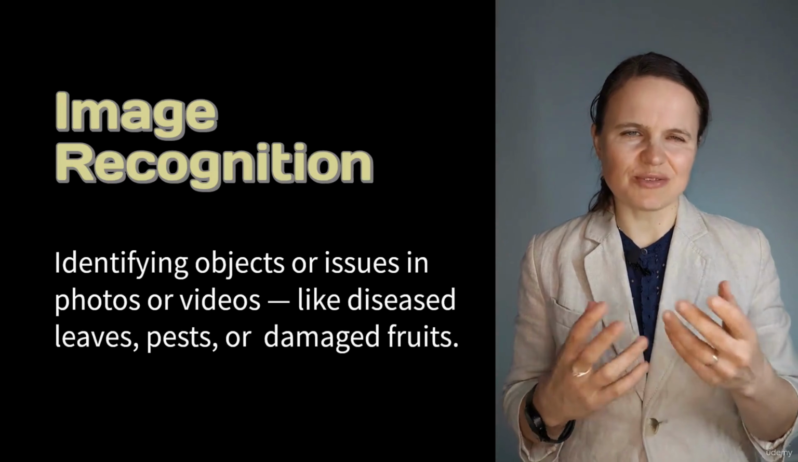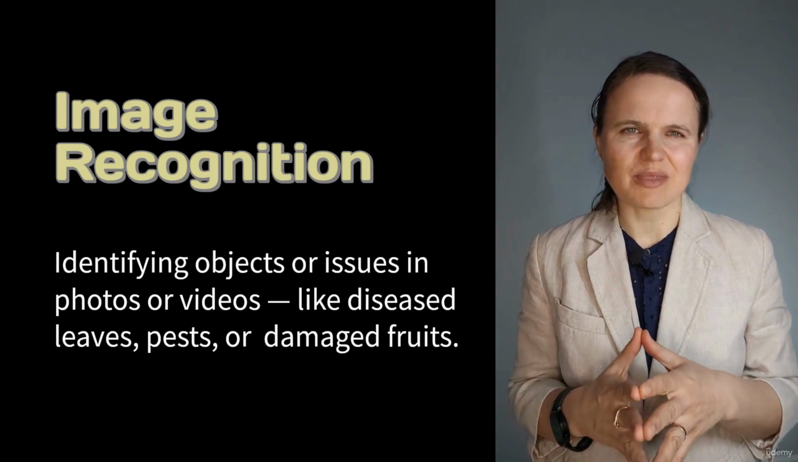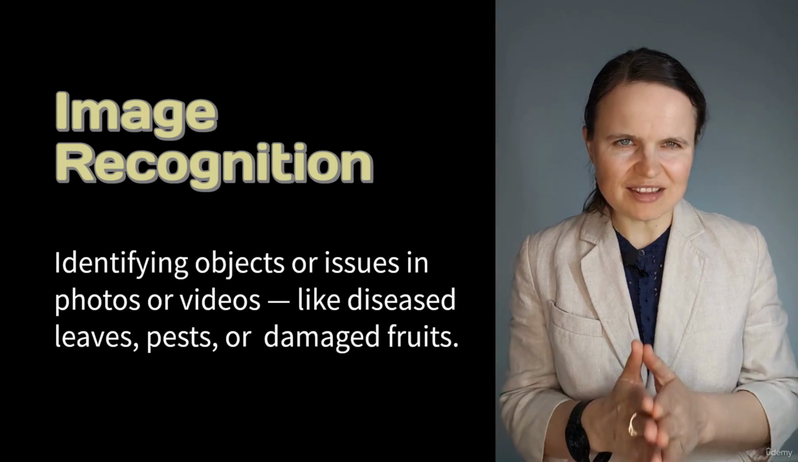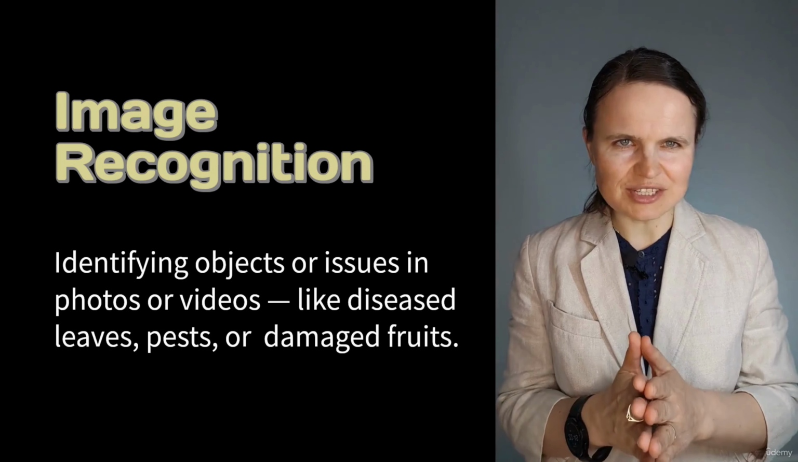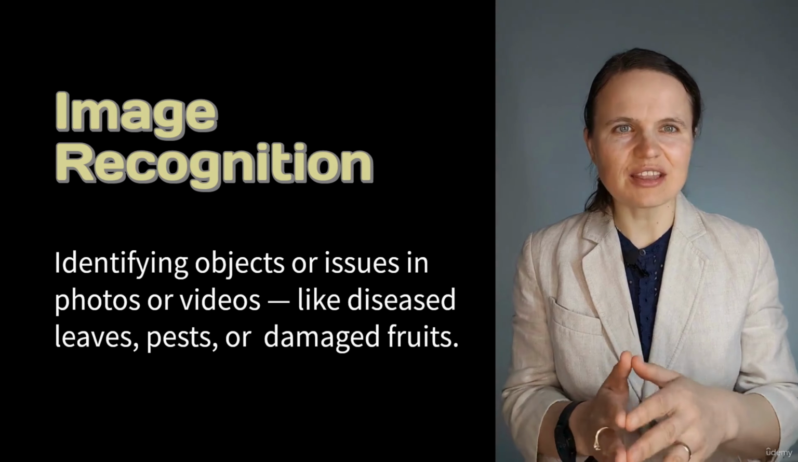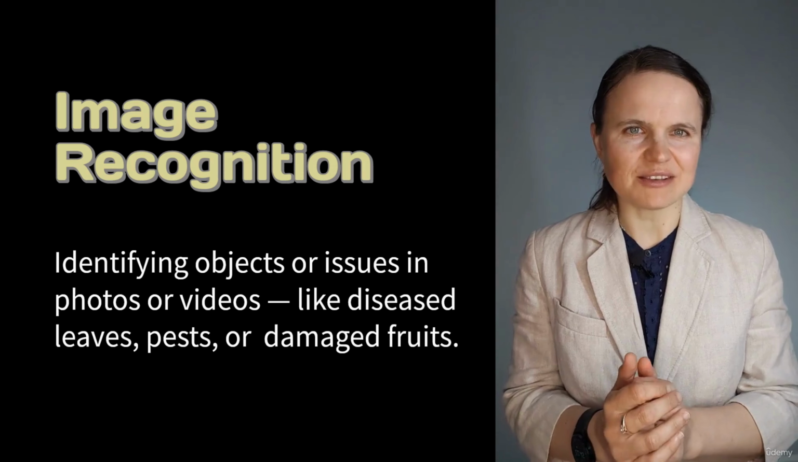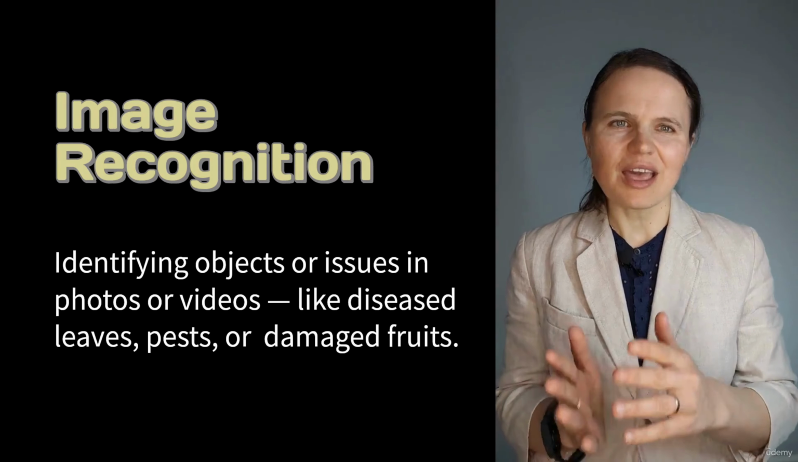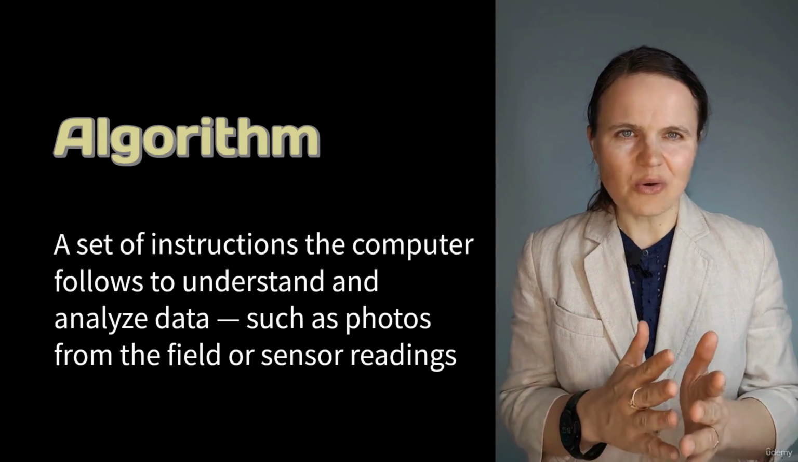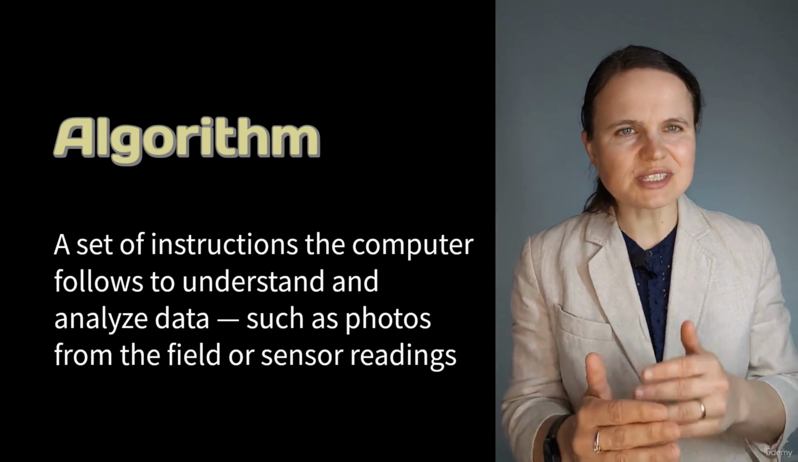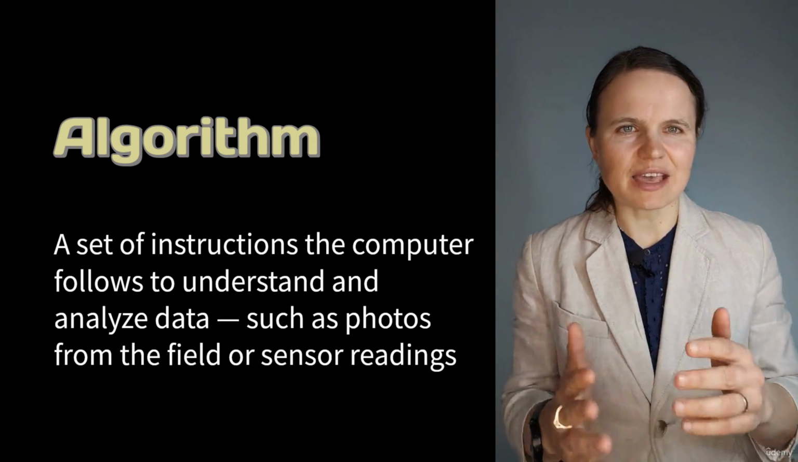And now the main vocabulary for this lecture. Image recognition is the process of identifying objects, features, or conditions in a photo or video, for example, spotting diseased leaves. Algorithm is a set of rules or instructions that the computer follows to process and analyze data like images from the field.